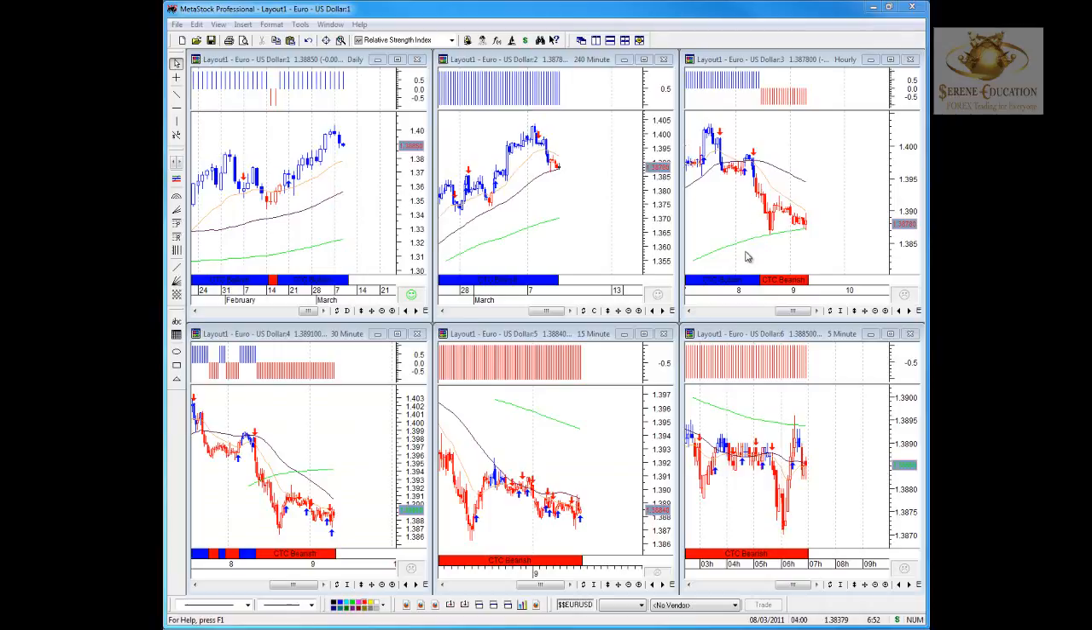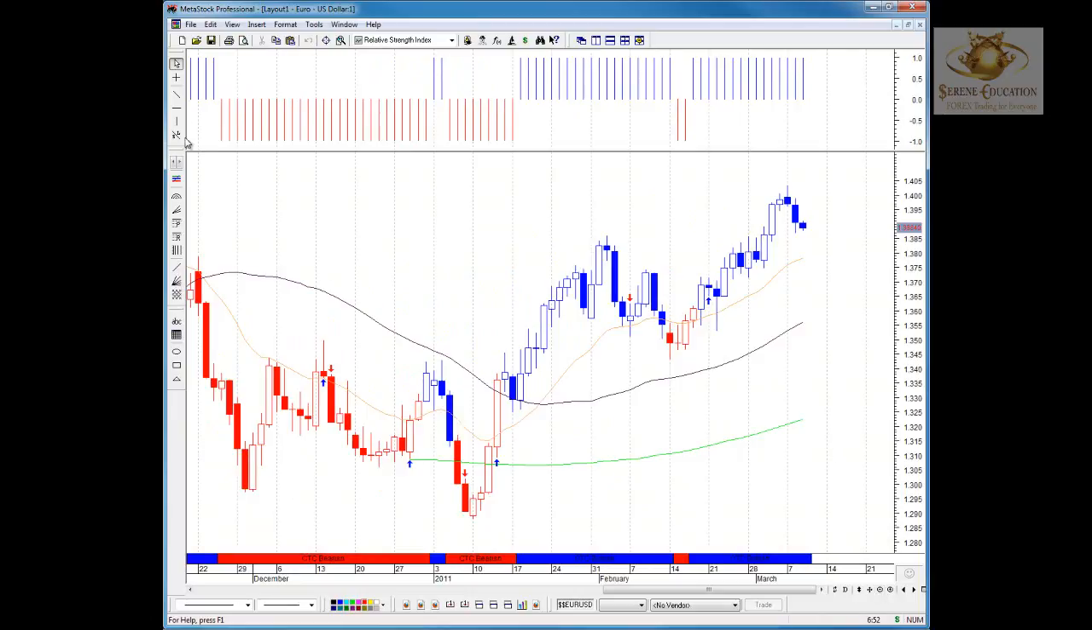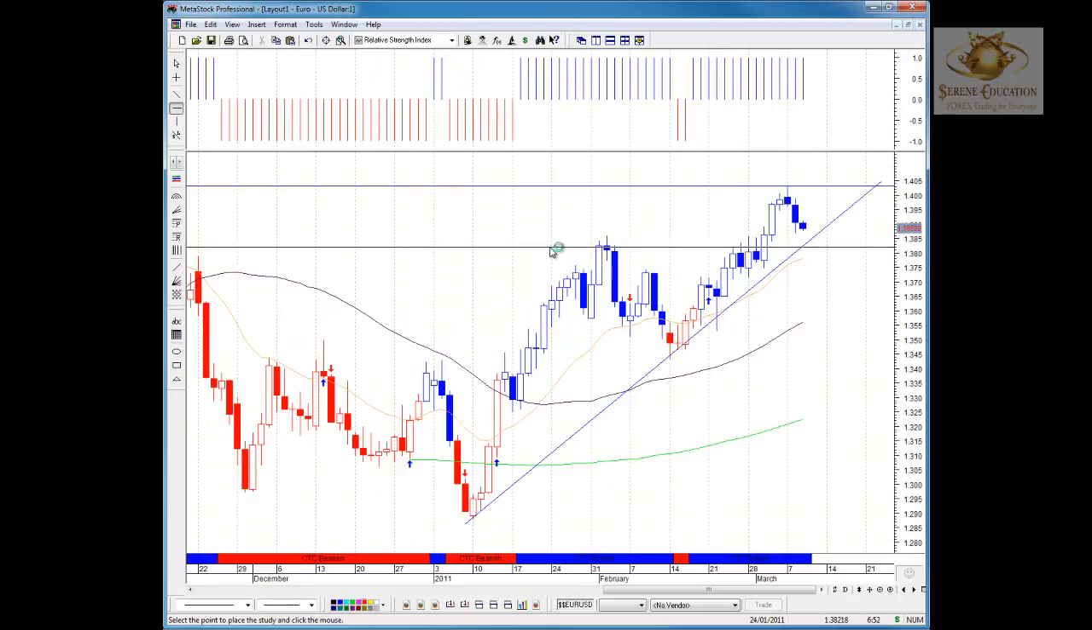Just going to be starting with the Euro against US dollar on our CTC strategy template. Have a look at the daily time frame. Just zoom out. Draw my trend lines. My support and resistance levels.